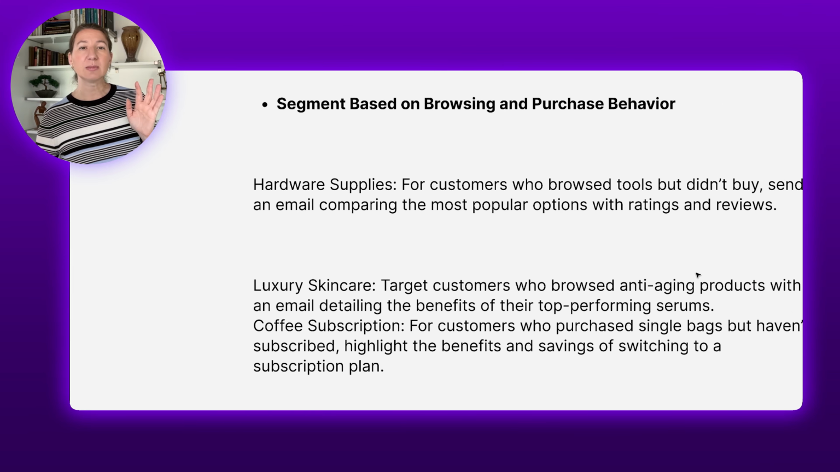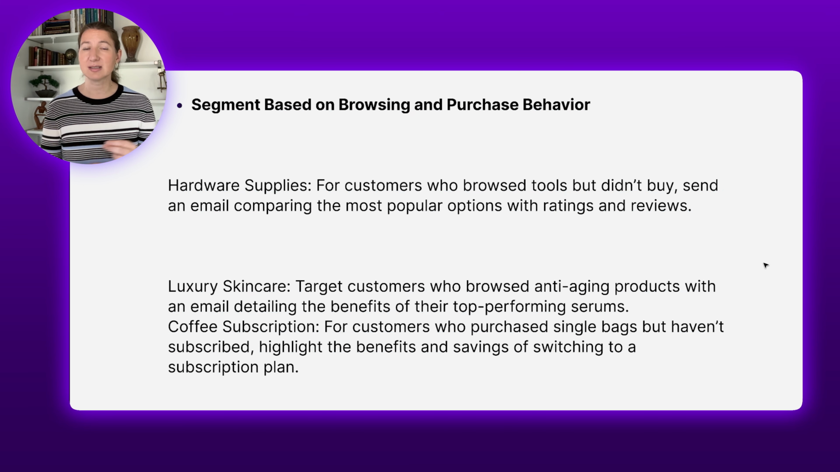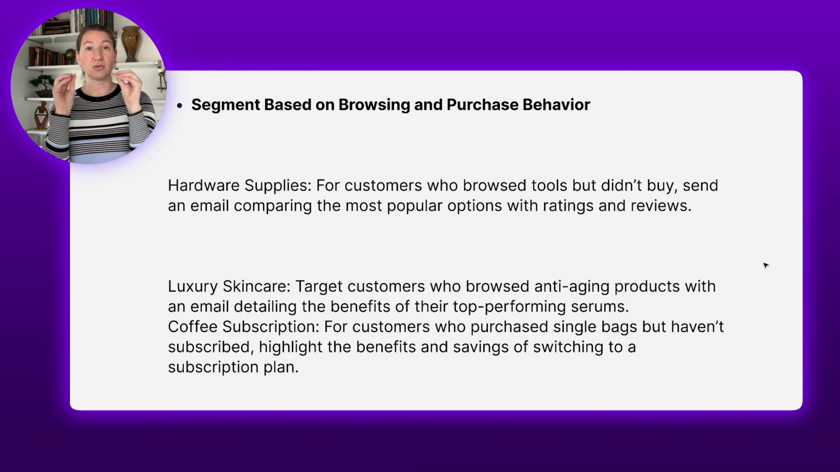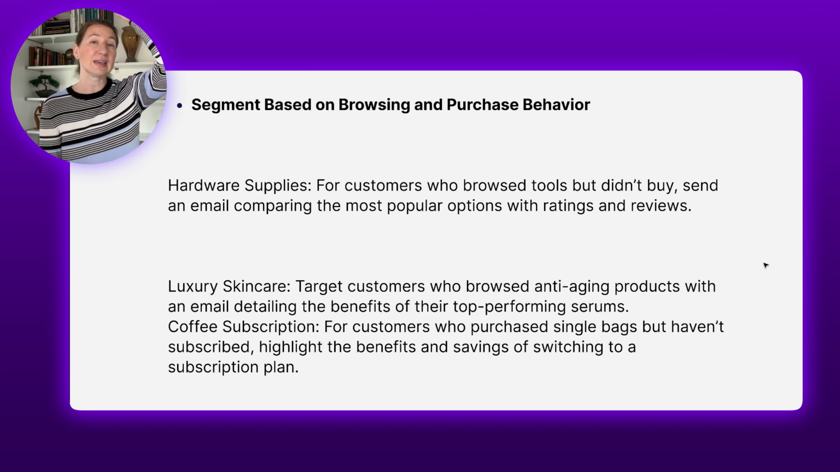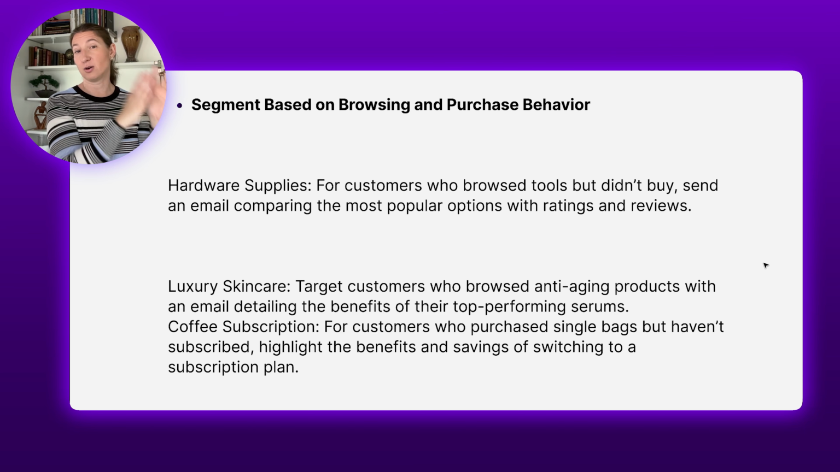And finally, segmenting based on their browsing or purchase behavior. I touched on this a bit in the original list. Hardware supplies for a customer who browsed tools but didn't buy, send an email comparing most popular options with ratings and reviews. And this is a great place to pull in those dynamic content blocks. So you have all these different content blocks built out for each of the different products, and they get pulled in based on that browsing behavior. So they're not getting sent an email with like 15 different content blocks. It only pulls in the 2 or 3 based on their browsing history.